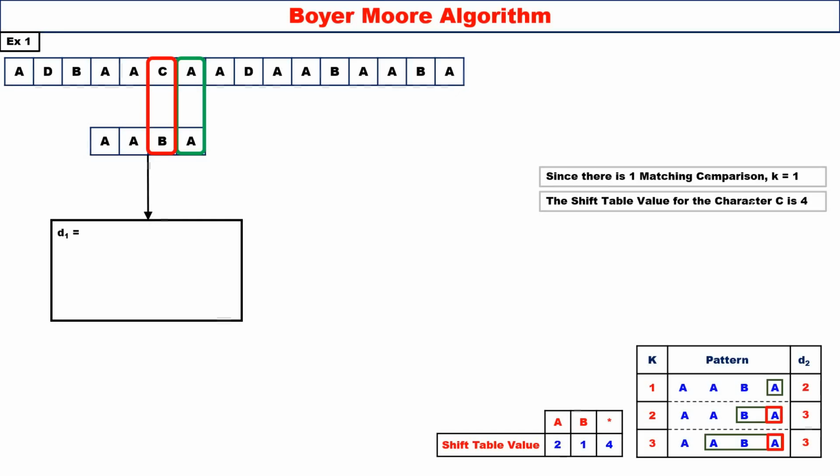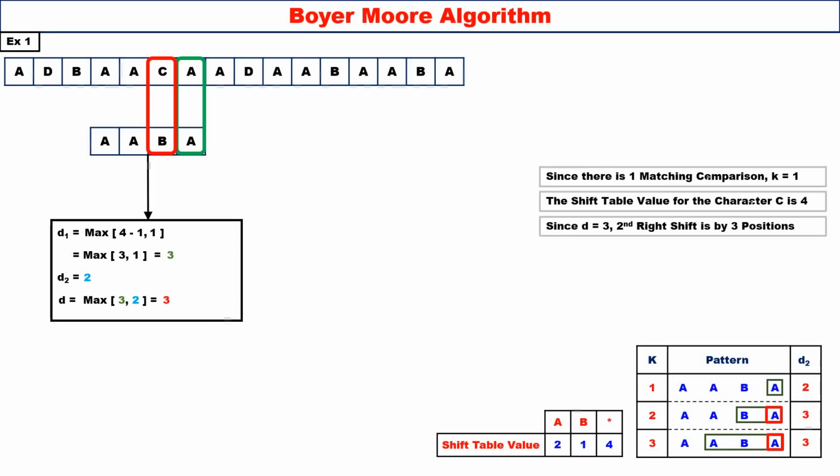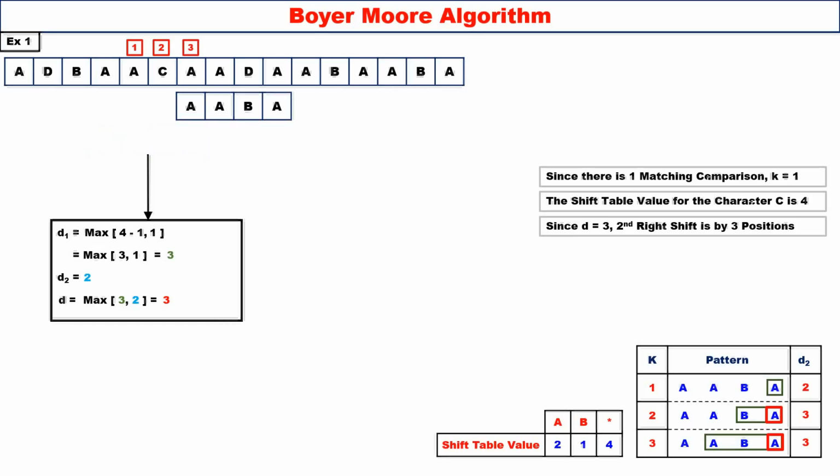Now, we have to find out D1. That is 4 minus 1, comma 1. That is 3, comma 1, which is maximum of 3 and 1, that is 3. D2. Now, K is equal to 1 because matched comparison is 1. Just observe, for K is equal to 1, what is the D2 value? 2. Therefore, our D2 is 2. So what is maximum of 3 and 2? 3. Therefore, the second right shift is by 3 positions. 1, 2, 3. Yes.